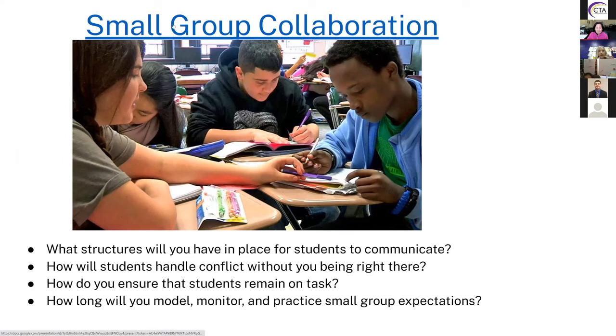I know one of the things that we do here in the school I'm currently at is when it's time for small group work, there's a chart paper with, this is what it looks like, this is what it sounds like. So there's that reminder, we're going to go over it again, and this is what you should be doing.